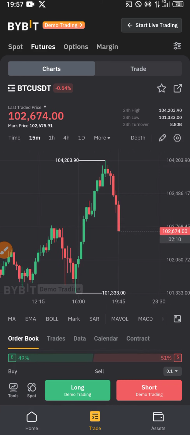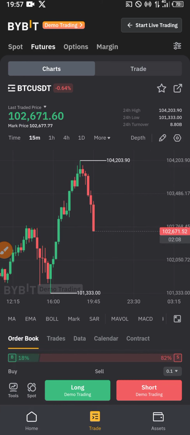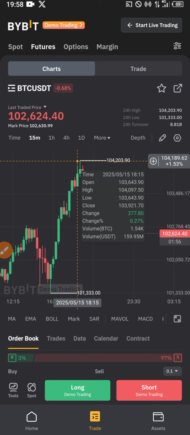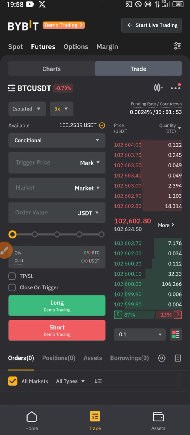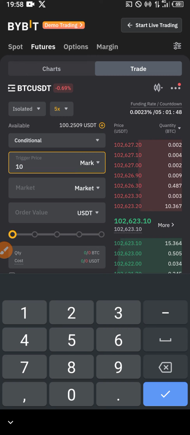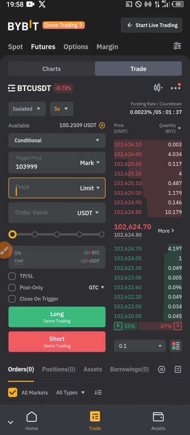Let's say I want to buy BTC when BTC comes to 104,000 US dollars. That's the only time I'm interested in buying BTC. So you come here and put your trigger price. Your trigger price can be 103,999, right? That's your trigger price. Then you set your limit to what?